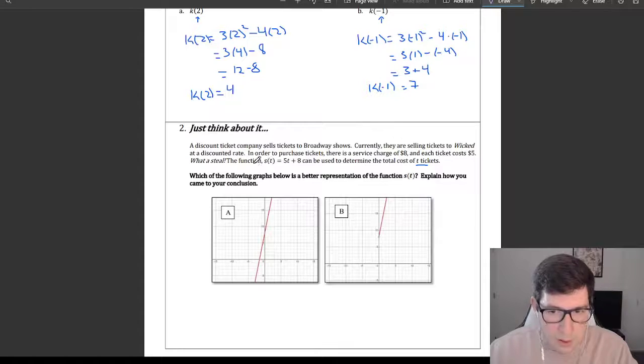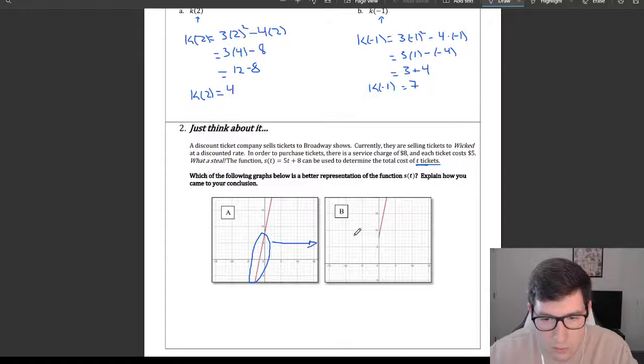And so the question we're hopefully trying to approach here is which of the following graphs is a better representation for the function s of t, and explain how you came to your conclusion. Now, looking at these, if I'm buying tickets, it's important to think about real world tangible things. Notice that we have this portion that's missing in this graph over here. There's nothing there. And so the real question is, does it make sense to actually have this line?